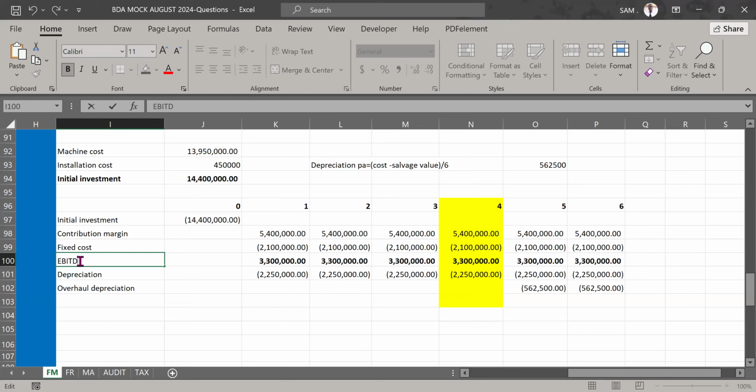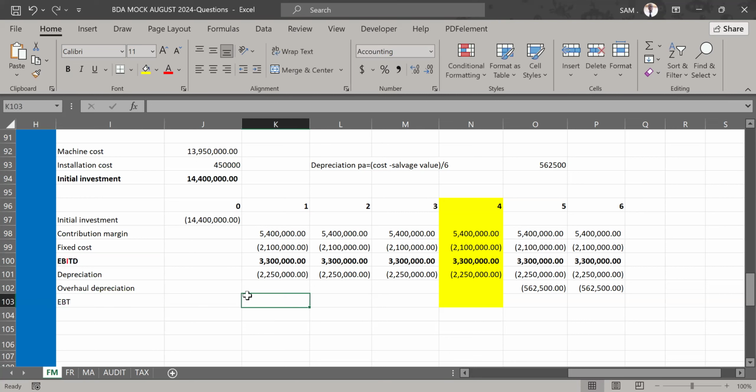Now depreciation is off. So the next thing is to get earnings before interest and tax. But we know the interest element is not there, so it is just earnings before tax. Yeah, so we can just call it earnings before tax, EBT.